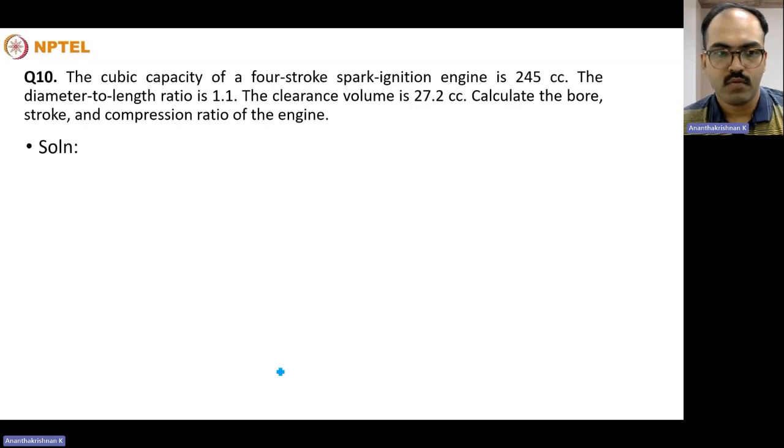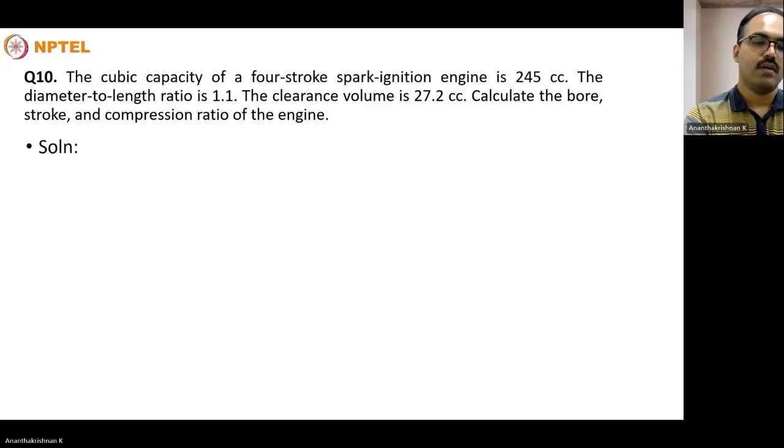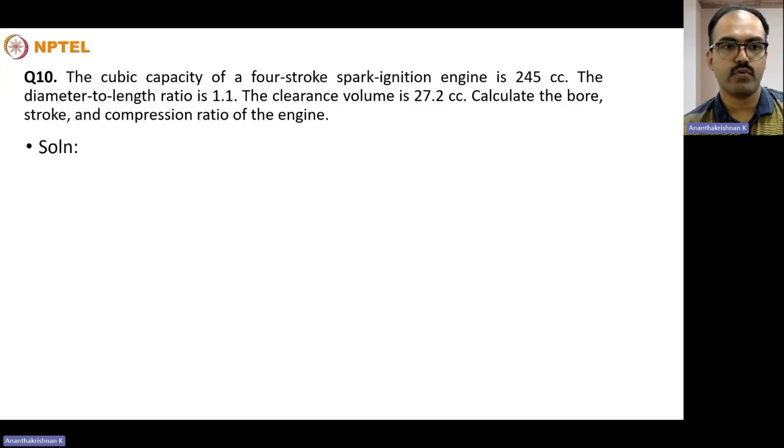Look into the last problem of the session. It's another straightforward problem. Just need to apply the formulas, not like the previous case. This is really straightforward. The cubic capacity of a four-stroke spark ignition engine is 245 cc. The diameter to length ratio is 1.1. The clearance volume is 27.22. We have to calculate the bore or the diameter, the stroke length, and the compression ratio of the engine.